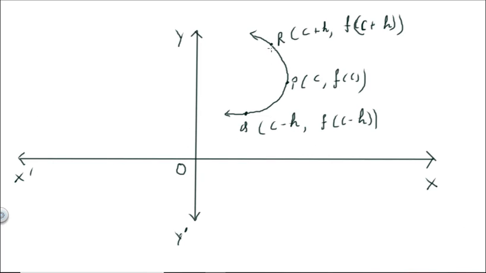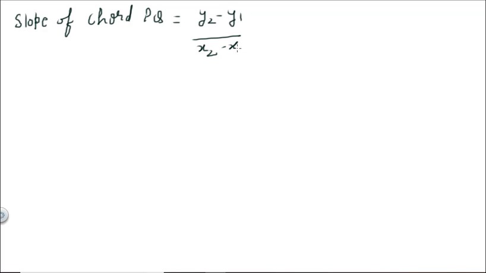Now we will join point P to R and point Q to P. Joining these, we get two chords on the curve. The chords are PQ and PR. Now we will find the slope of these. Let us write the slope of chord PQ first. Do you know how we find the slope? It is y2 minus y1 divided by x2 minus x1.